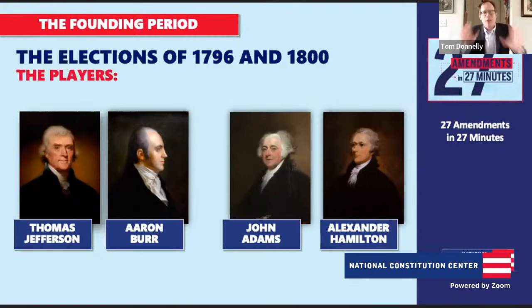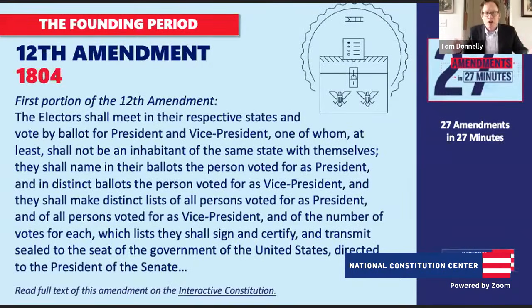There's a deadlock. Eventually, there's a breakthrough. Thomas Jefferson wins, and we have a peaceful transition of power from John Adams to Thomas Jefferson, which is an important constitutional precedent. We went from one party to another peacefully, but we also decided very quickly, no, we need to change the Electoral College. The 12th Amendment still gives electors 2 votes, but under the 12th Amendment, 1 vote specifically goes for president and 1 vote specifically goes for vice president.